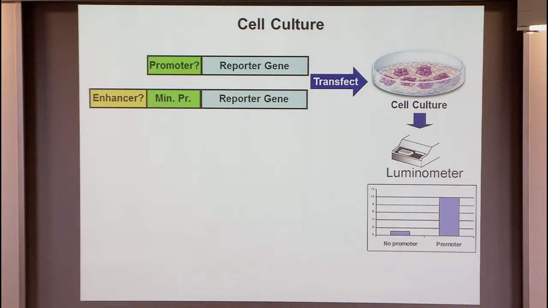Okay, so how do we test for enhancers or promoters? As I mentioned, you can take the promoter vector or the enhancer vector and stick it, for example, into cells. Luciferase is probably the most commonly used reporter gene because it gives you a quantitative measurement, and you have what's called a luminometer that measures how much luciferase you're getting from either a promoter or an enhancer.